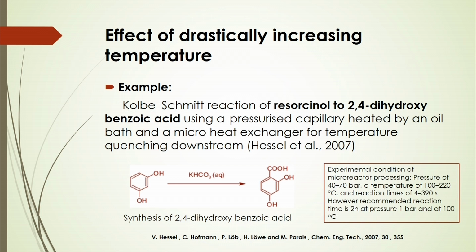Now, the experimental conditions of microreactor processing for this type of reaction are a pressure of 40 to 70 bar, a temperature of 100 to 220 degrees centigrade, and reaction times of 4 to 390 seconds. However, the recommended reaction time is 2 hours at a pressure of 1 bar and 100 degrees centigrade. So, anyway, this shows the direction toward process intensification based on microreactor processing.